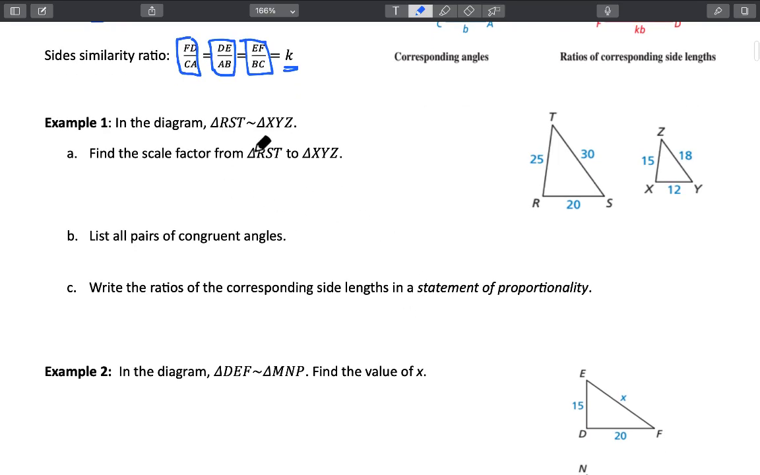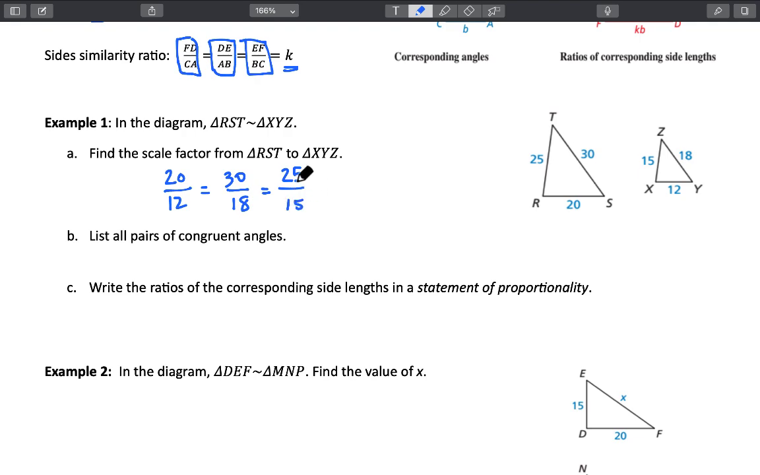In the diagram, we've got RST is similar to XYZ. So R to S to T, X, Y, and Z. We want to find the scale factor. So what we're going to do is line up corresponding sides and reduce their ratio of sides. So RS is 20 and XY is 12. We're going to set that equal to the next one, ST, which is 30 over 18. And then we also have TR, which is 25 over 15.